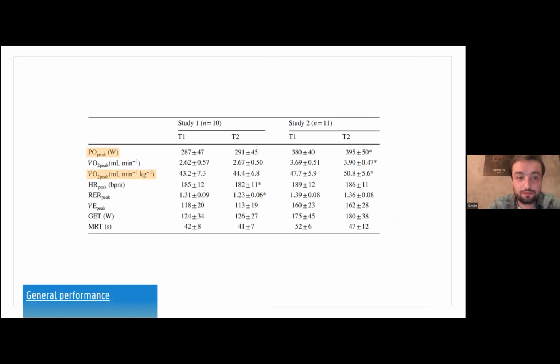So as you can see, if you look at peak power output and VO2 peak from the incremental test, in study 1, the female group, there's no difference between pre and post test. And in study 2, in the male group, we see some improvement because of some more training in that group.